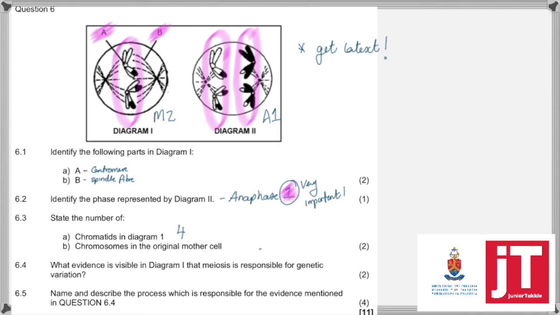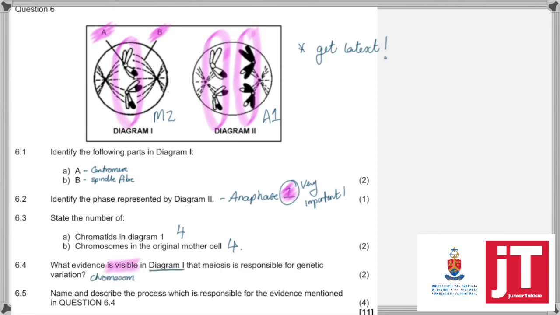6.3a, state the number of chromatids in diagram 1. Well, in diagram 1, we've got two centromeres holding together two chromatids each. So we've got a total of 4 chromatids. If we look at question 6.3b, chromosomes in the original mother cell. Let's have a look. We see 4. Because we're looking at diagram 1, meiosis 2, and diagram 2, anaphase 1, the earliest part in meiosis here would be diagram 2, and we can see that in meiosis 1 we still see 4 centromeres, which means that my original cell would have had 4 chromosomes.